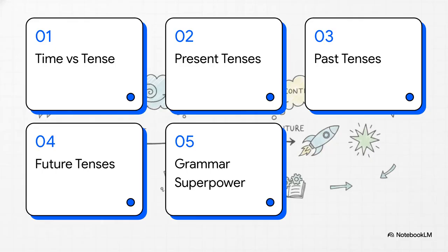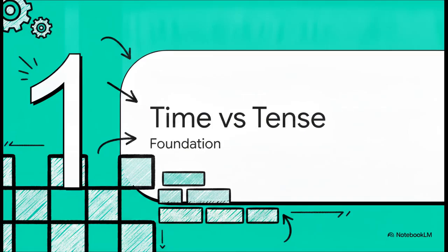So here is our roadmap for today. We'll start with our foundation, contrasting time and tense. Then we'll be mastering the present, exploring the past, and unlocking the future tenses. Finally, we'll hand you your new English grammar superpower. We're essentially going to build out the rooms of this grammar house block by logical block. Let's start laying those bricks.